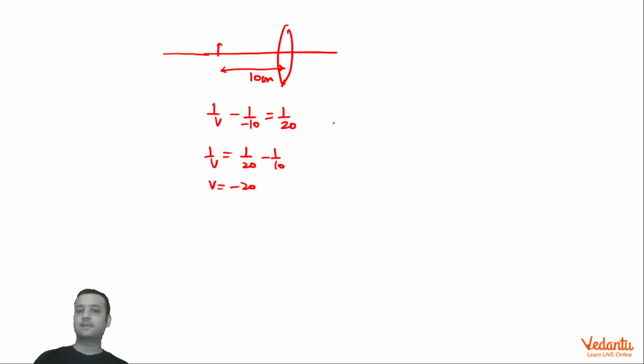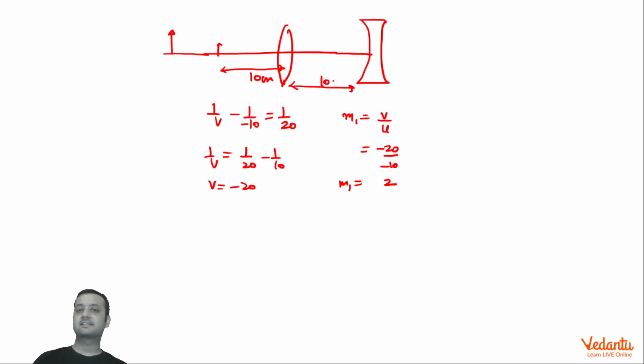If you calculate magnification of this, the formula is m1 equals v by u. V is -20 and u is -10. That means magnification comes out to be positive, which means that the image will be erect and it will be formed somewhere like this, twice the size of the object. Now this will act as the object for this concave lens, and this distance was given as 10 centimeters.